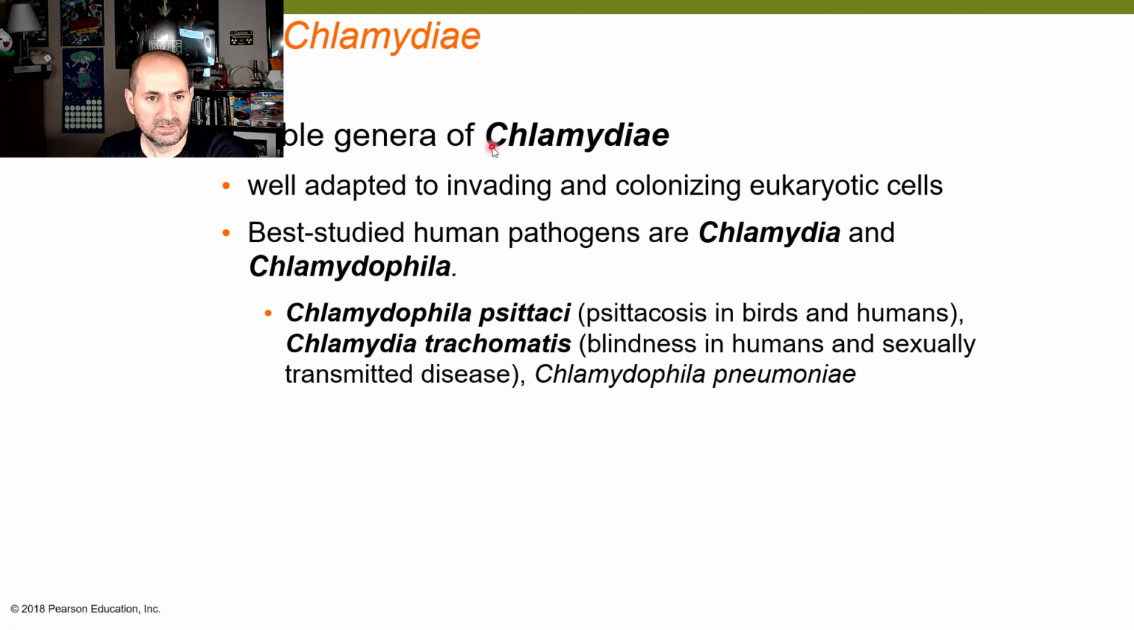And you should know that there are human pathogenic forms of chlamydia. These are Chlamydia and Chlamydophila. Chlamydophila psittaci, this affects birds and humans. Chlamydia trachomatis, this leads to blindness. This is a sexually transmitted disease which can lead to blindness, and human sexually transmitted disease as well. It's because there's two places where this affects. The bacterium can affect the eye, it can affect the genitals.